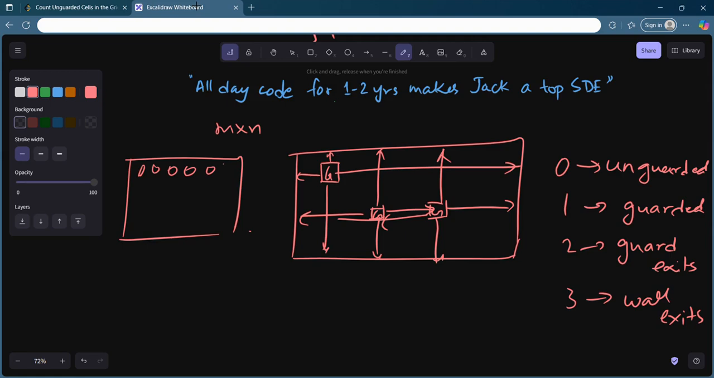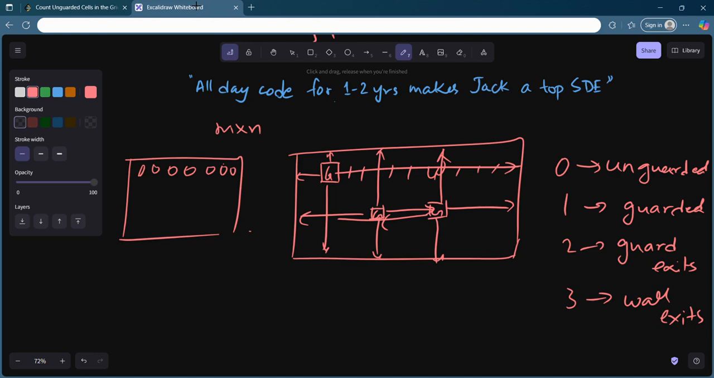So you can initialize an m cross n matrix with all zeros, and you can simply place a 1 whenever you see there is a 0. You can convert all those to ones. And whenever you see there is a wall, you can just break the loop. There would be no problem about that. You can just break the loop, and that's all.